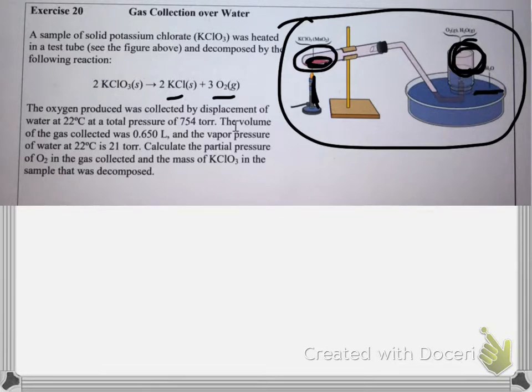Okay, so this question asks for two different things. The first thing it asks for is to calculate the partial pressure of oxygen. So we want to know how much of this is just oxygen. How much pressure of oxygen do we have in that container? And the second thing is the mass of the potassium chlorate that actually decomposed. So let's start with our partial pressure of oxygen.